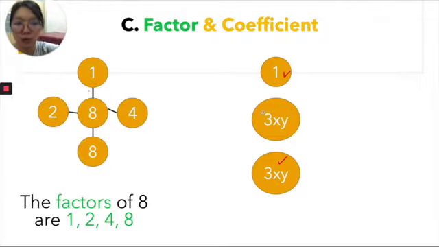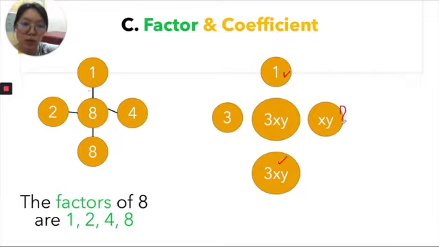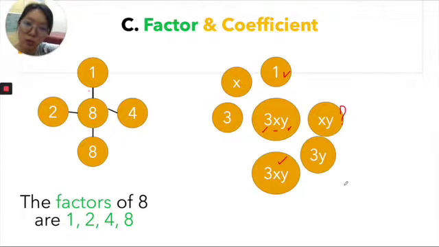What else? I can also take 3 out. 3 times what equals 3xy? 3 times xy equals 3xy. And next, besides taking out a number, I can also take out a variable, for example x. If I take out x, I'm left with 3y. So x times 3y equals 3xy. These are also factors of 3xy.